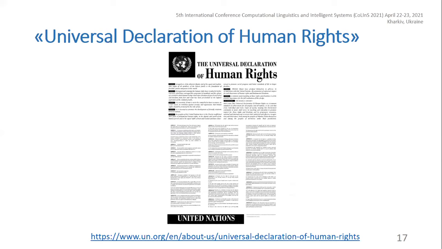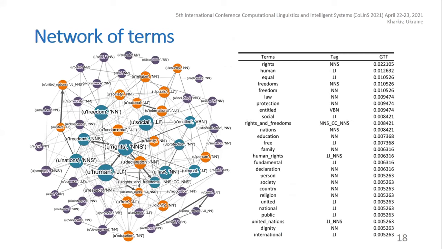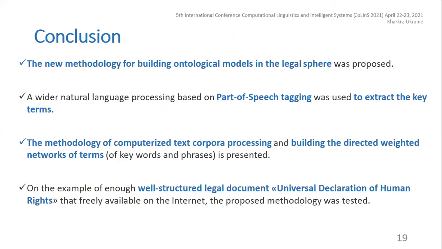The freely accessible text, Universal Declaration of Human Rights, was used to test the proposed methodology. As a result, the terminological ontology in the form of a network of terms was obtained. In conclusion, I want to say that in this work a new methodology was proposed for building ontological models in the legal sphere, which can be used in particular in systems of automatic legal information summarization.